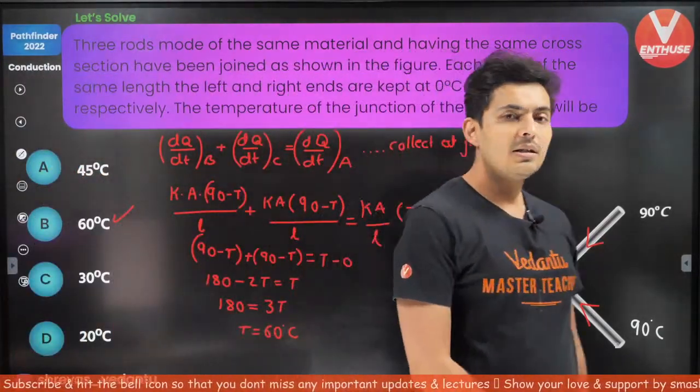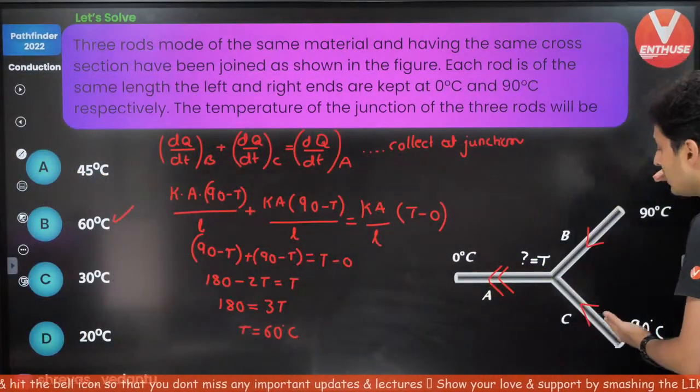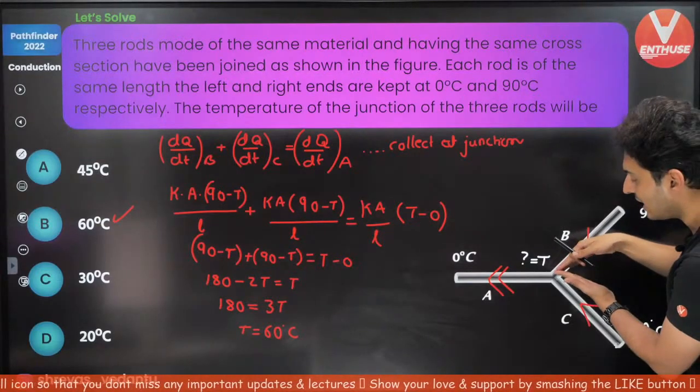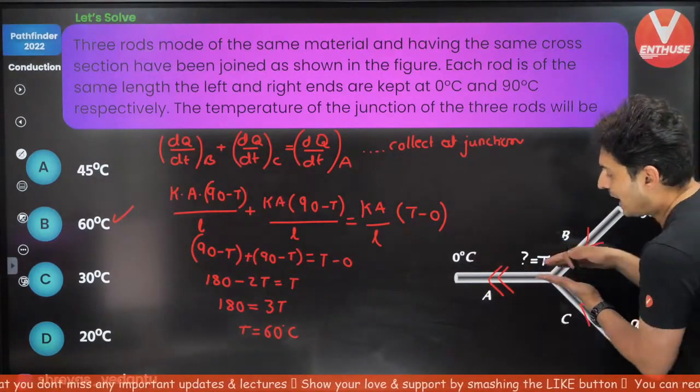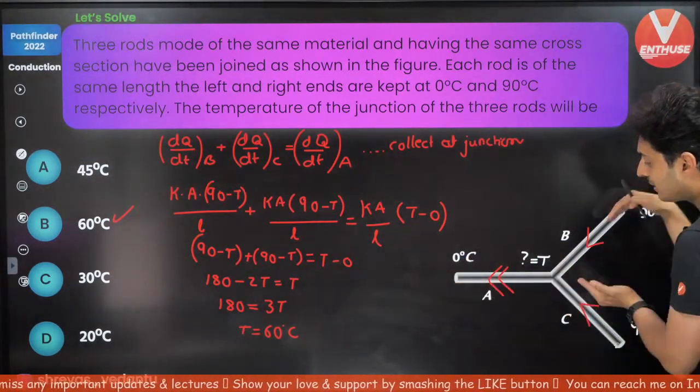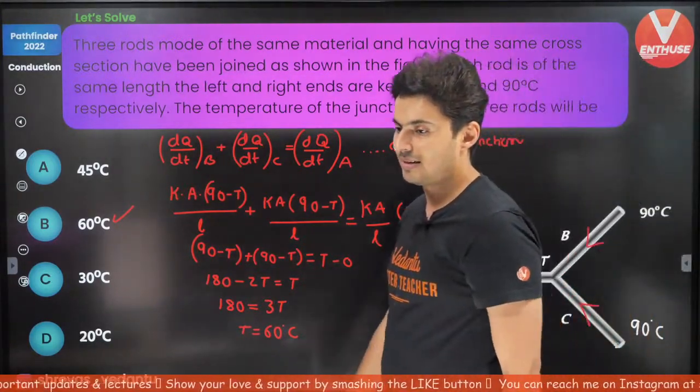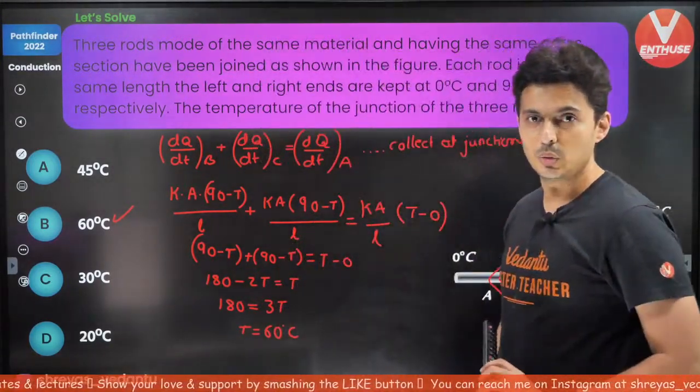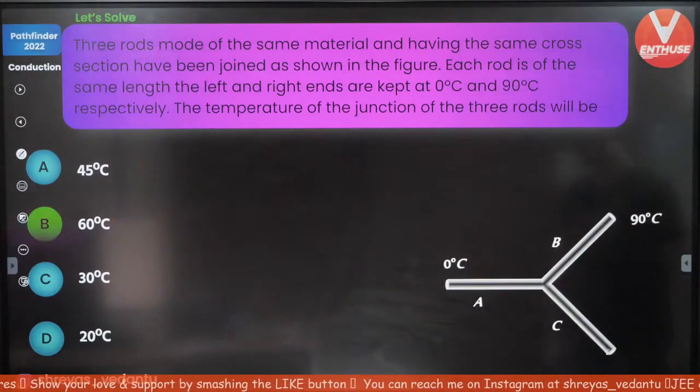Done. So do you see it's very similar to current? Two wires carrying current, when they meet at a point, it forms a junction and the net current outside will be the current which is flowing inside. As simple as that. So that's all you need to do. Perfecto, Ramya. Yes, it is option B.